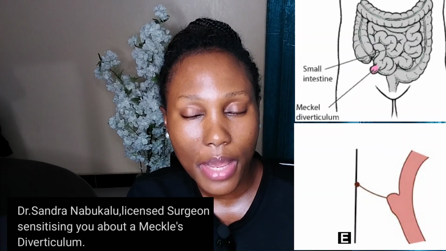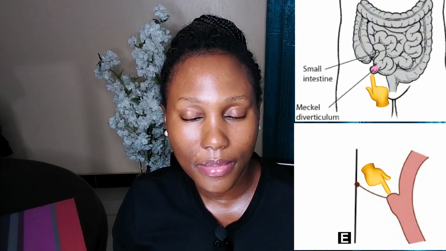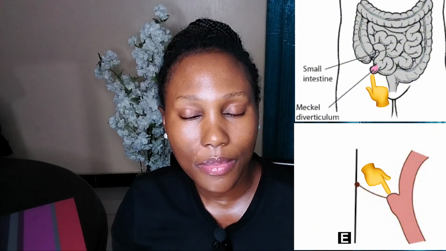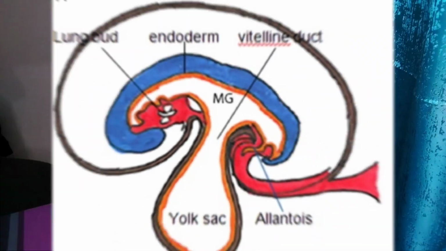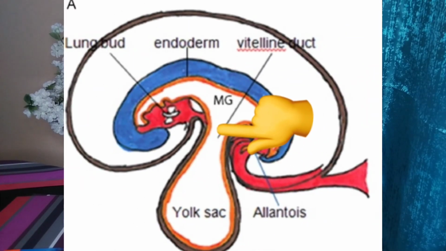Today's video is about a Meckel's diverticulum. A Meckel's diverticulum results from an abnormality in the formation of the umbilical cord, and it is usually a result of the failure of the closure of a structure called the vitelointestinal duct. This abnormality usually occurs during fetal development when the unborn child is still in the uterus.